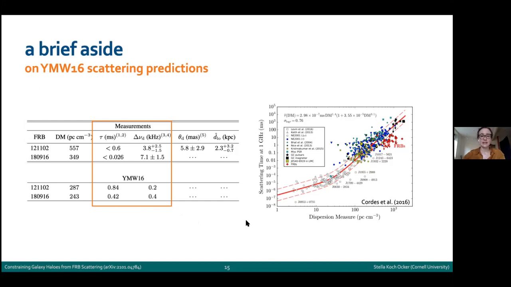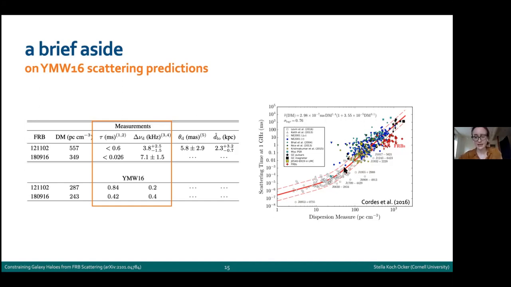YMW16 doesn't explicitly predict scattering based on electron density fluctuations. Instead, it predicts scattering from a DM using the tau-DM relation. And so this plot on the right is showing you the pulse broadening time versus DM for galactic pulsars and also a handful of FRBs in red. And then this red curve is showing you the empirical best fit relation, which is given by this equation up here.